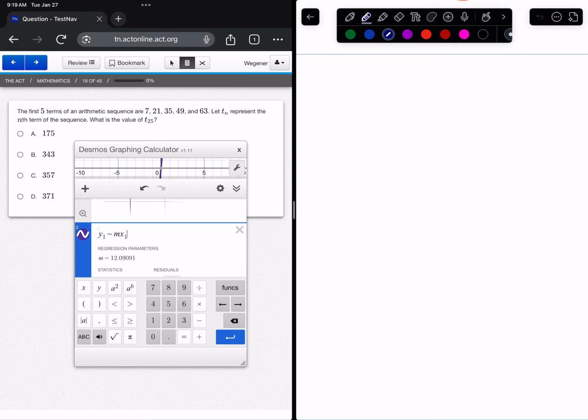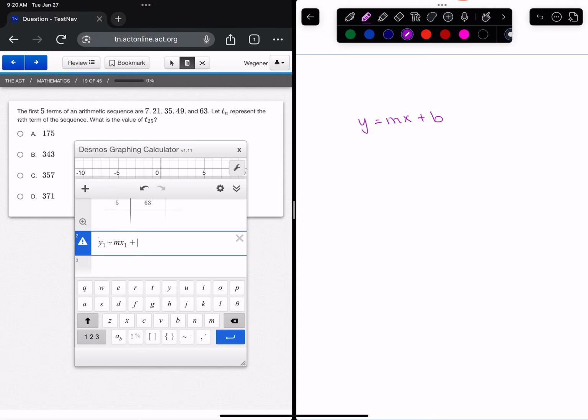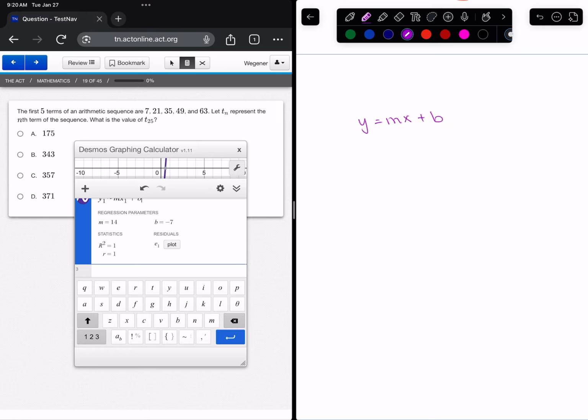However, the equation for a line is not just y equals mx, it's mx plus b. And this is where the calculator comes in handy. So to get b, all you got to do is just put plus b. The calculator just does the algebra for you, and it says that your slope is 14, so 14x minus 7, because my b is equal to negative 7. This is the equation that we're going to use in order to find what the 25th term is.